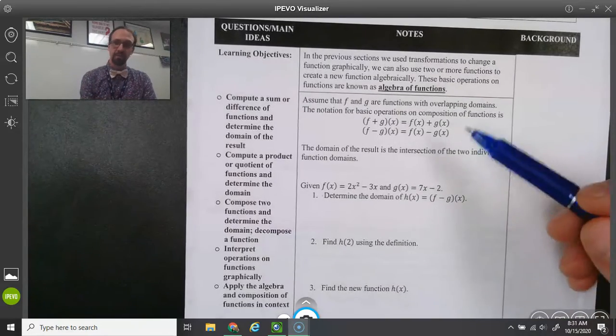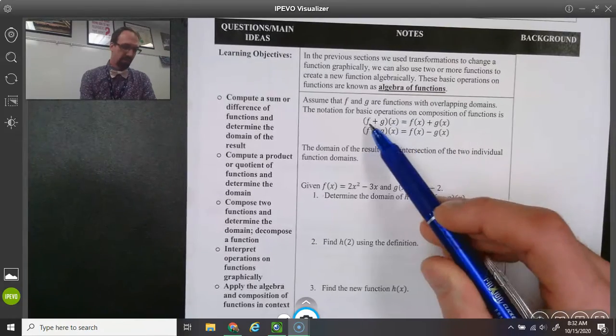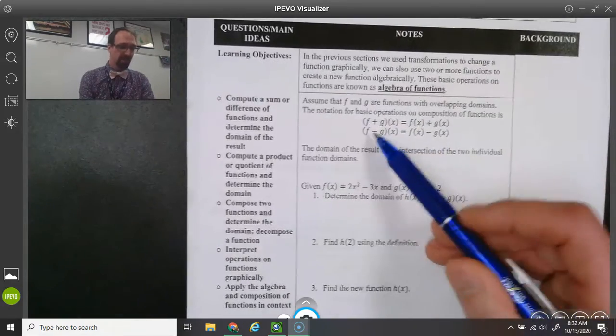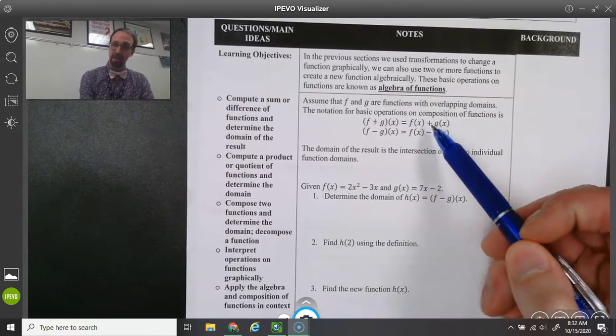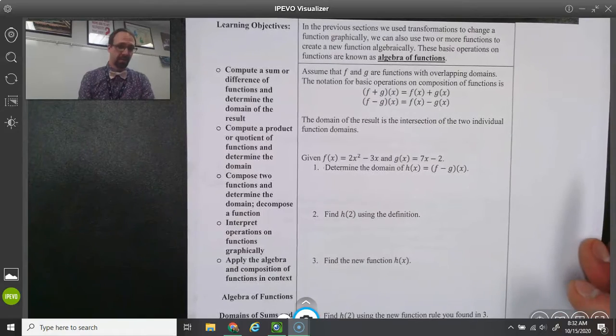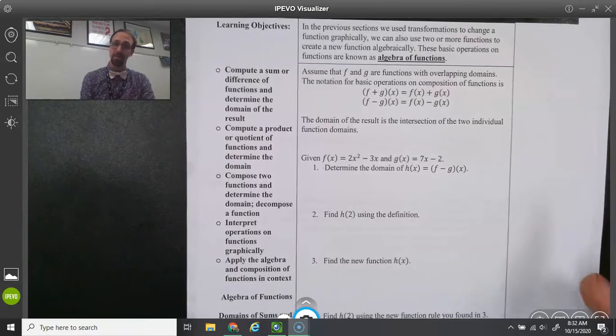So the notation for the operations of functions, if we're going to add the two functions together, f plus g of x, that is equal to f of x plus g of x. If we subtract the two functions, f minus g of x, it's the same as f of x minus g of x. And the domain is the result of the intersection of the two individual domains. So it's not the union, it's the intersection. So intersection means that you're going to have fewer values sometimes, depending on the situation.